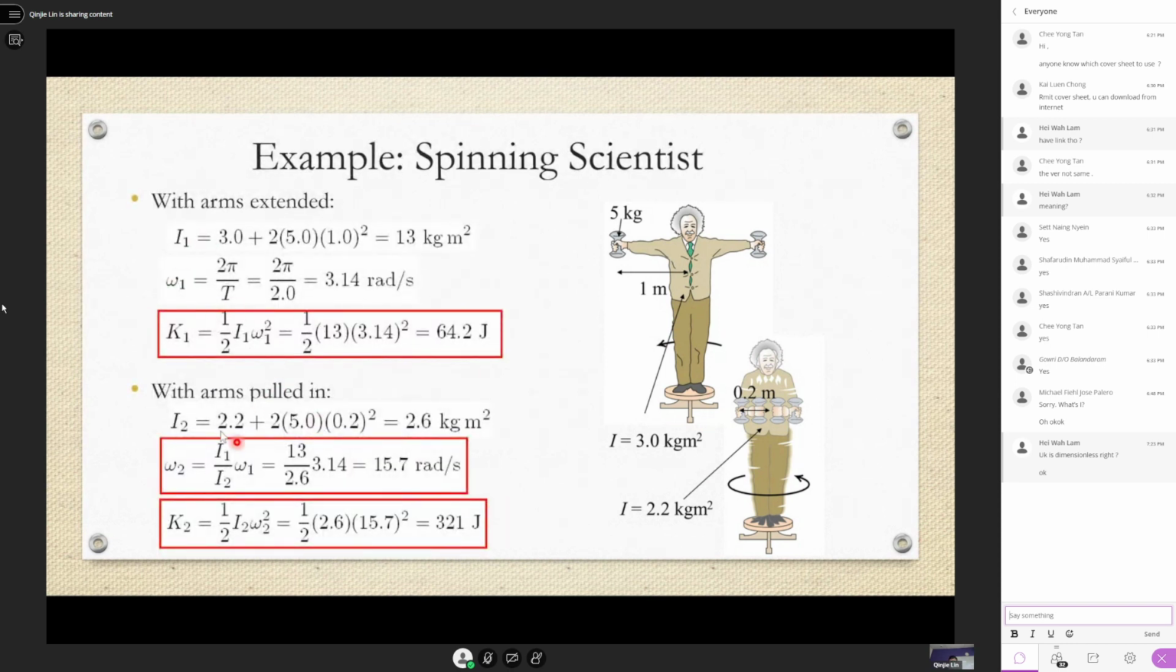So we need to calculate the total moment of inertia first, for the start and the end. The moment of inertia for the start will be his body himself, which the question tells you is 3, right? You must add the 2 dumbbells also, that is 2 times mr squared. That's why it's the body plus 2 dumbbells. That will be the total moment of inertia.